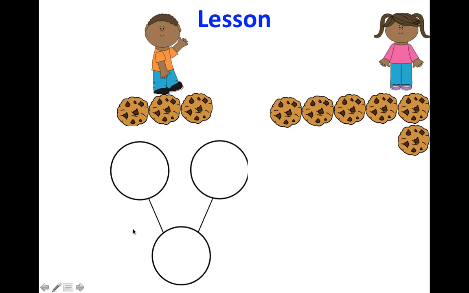So this is my whole and the 2 parts are together. I know Gabriel had 9 cookies, so I'm going to put 9. And then he gave 3 cookies to one of his friends, who was a boy. So I'm going to put 3 here to represent the 3 cookies I see up here. And since the girl has 6 cookies, I'm going to put 6 in the other part. So I know that 3 and 6, when they come together, becomes 9.